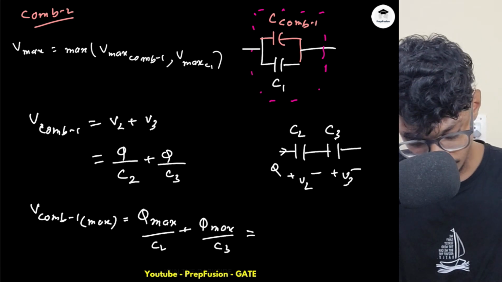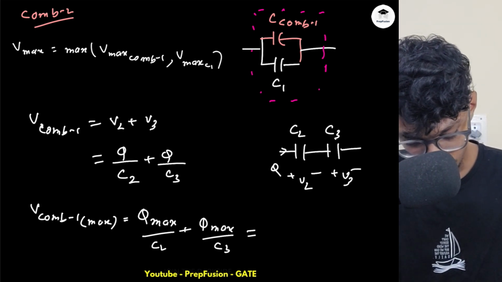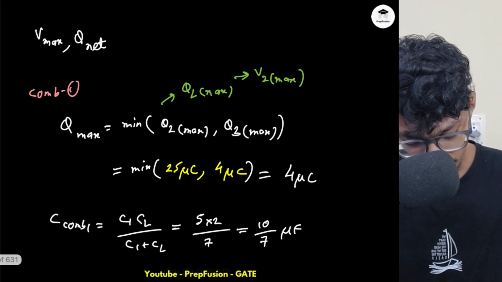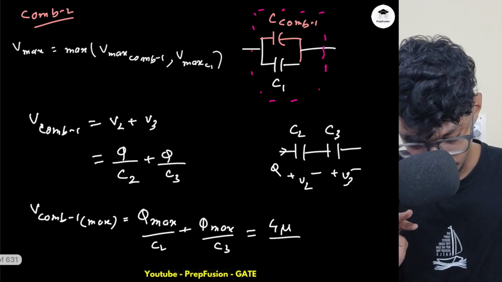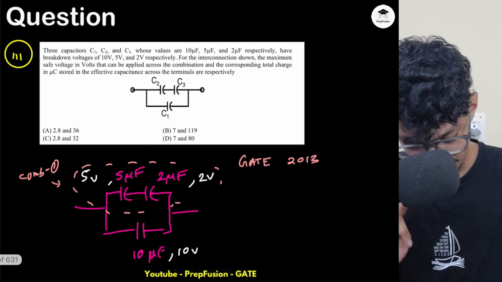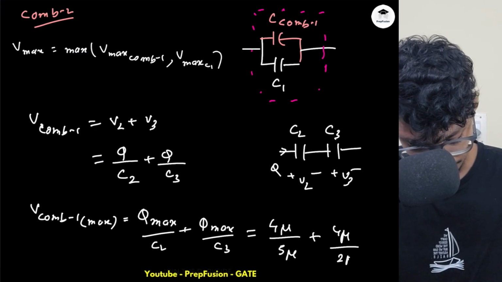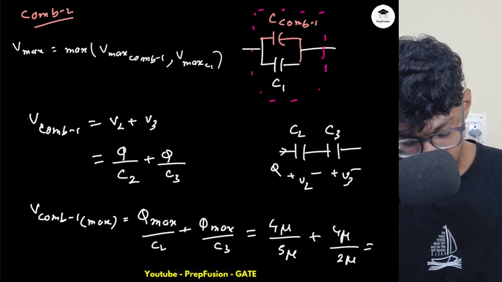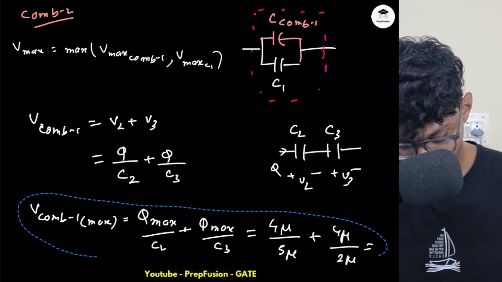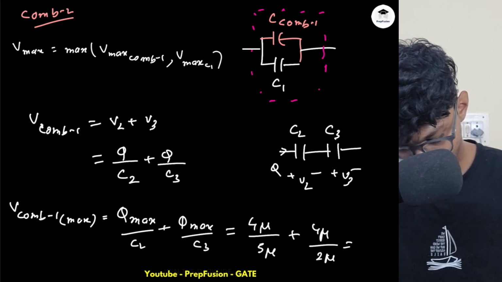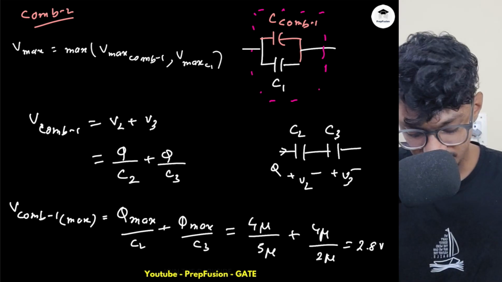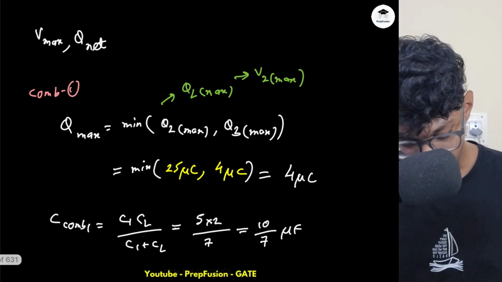So this is what this becomes. Q max is 4 microcoulomb divided by the capacitance C2, which is 5 micro, and 4 micro divided by C3, that is 2 micro. So this becomes how much? This actually becomes 4 by 2, that is 2, and this is 0.8. So this is 2.8 volts. So V comp 1 max is 2.8 volts, and V1 max is how much?